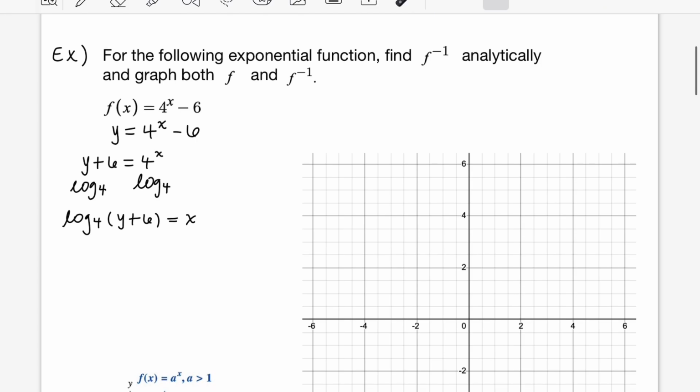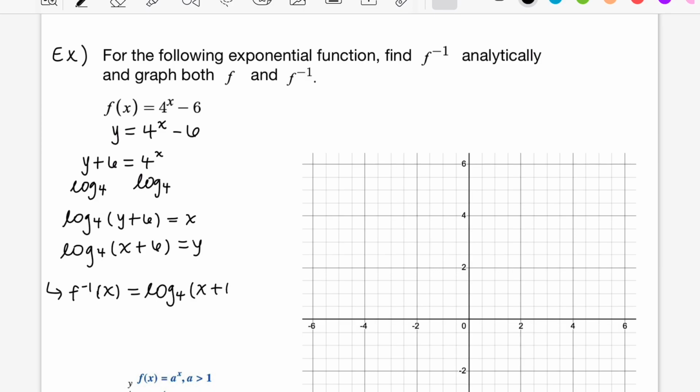Now the next step that we have to do is switch our x and y variables. So this tells us that log base 4 of x plus 6 is equal to y, and therefore our inverse function, written with this notation here, is log base 4 of x plus 6. Alright, now we found our inverse function, and now we want to graph both our function f and this inverse function. Well, we can do this by remembering what we went over in section 6.2.